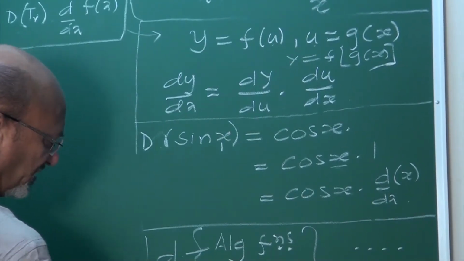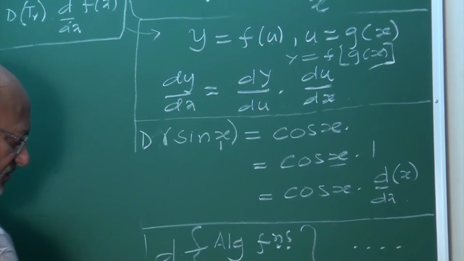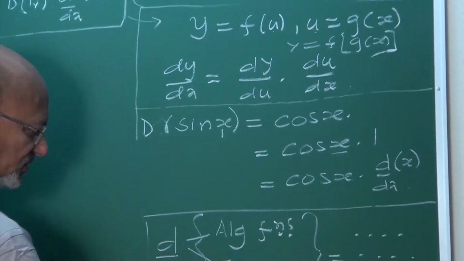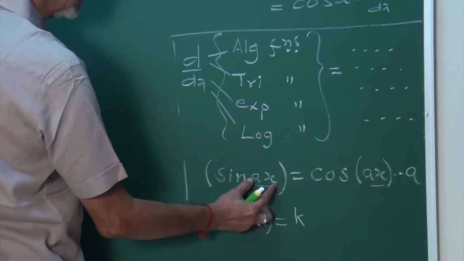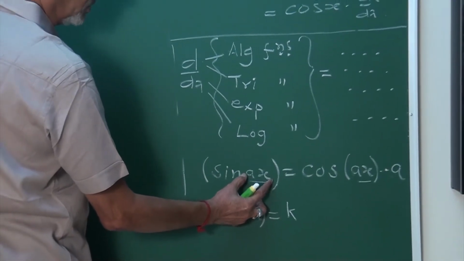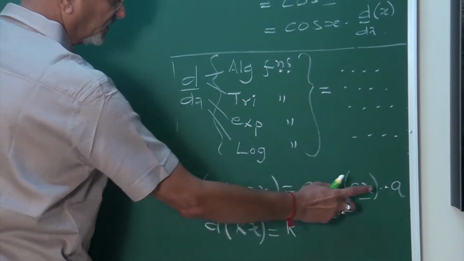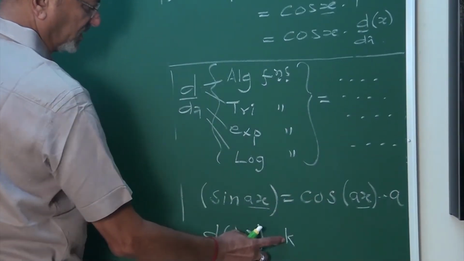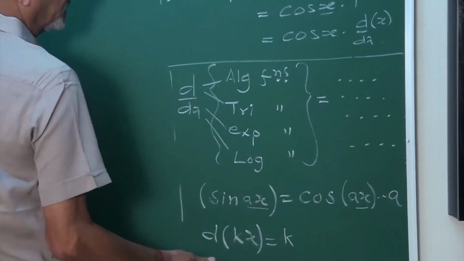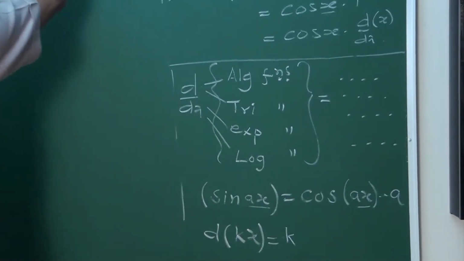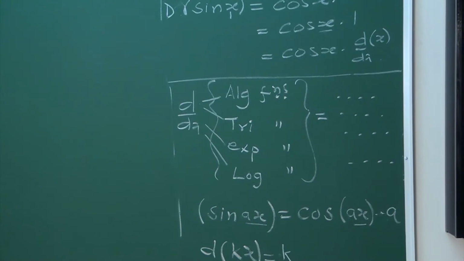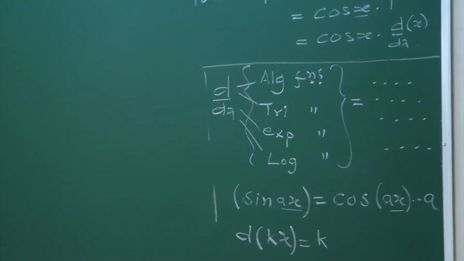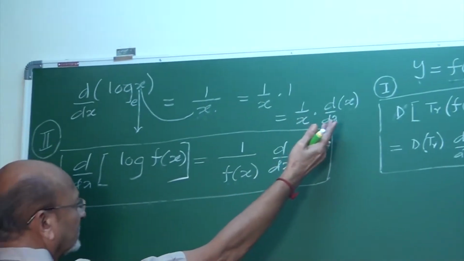One example is here: the derivative of sin ax. First you have to write the derivative of sine, cos of this angle as it is, ax. Then, since it is other than x, you have to write its derivative. The derivative of ax is a, and the derivative of kx is k. This I have done. The same thing with the second type: the derivative of log x is 1 by x. Like that I have done everything.